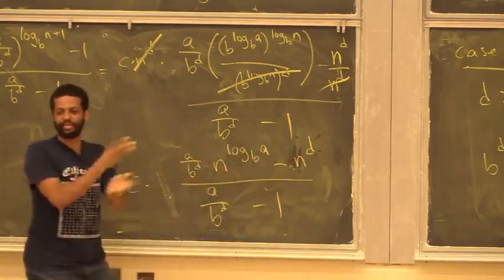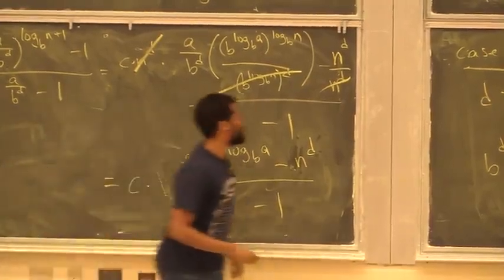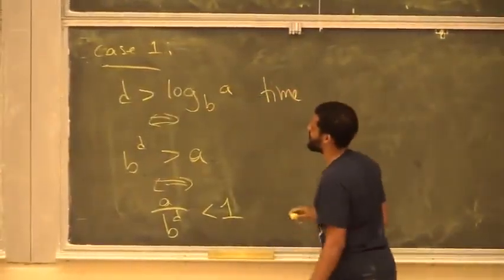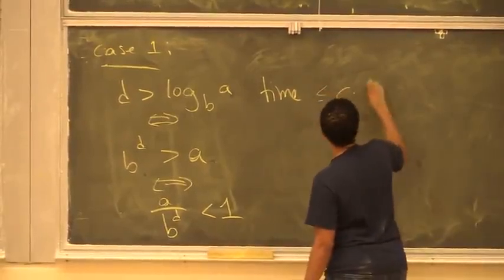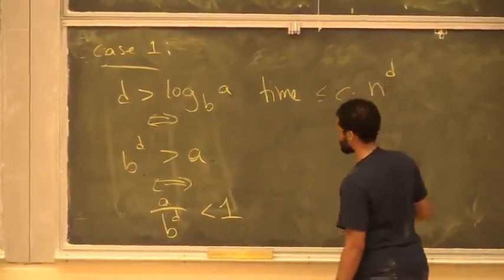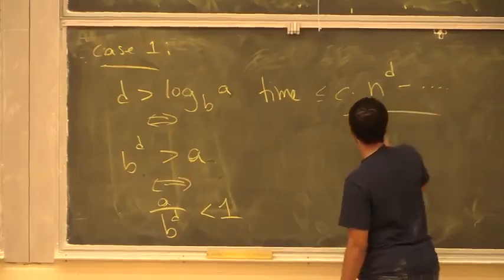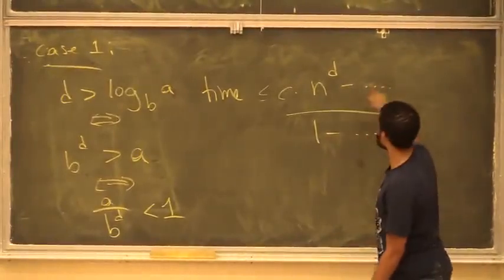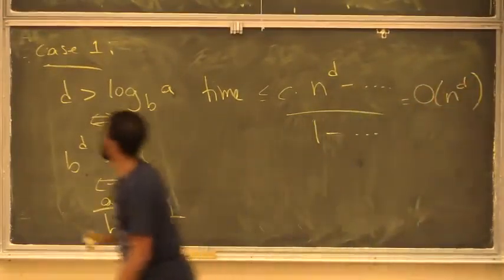So let me just multiply both the denominator and numerator by negative 1. So that means that my recurrence is basically the same thing. It's some constant times n to the d, minus whatever over 1 minus whatever. This is some constant less than 1. This is something much less than n to the d. This is big O of n to the d. So that's when a is less than b to the d.